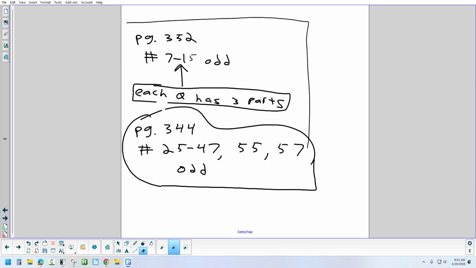And then the other questions are on a little bit of review of what we did yesterday towards the end and today. 55 and 57 are the velocity vectors. And the 25 to 47, those are just odds. So 5 questions on the first page, and then whatever that adds up to on the second.